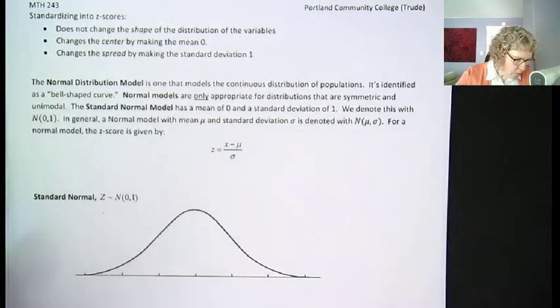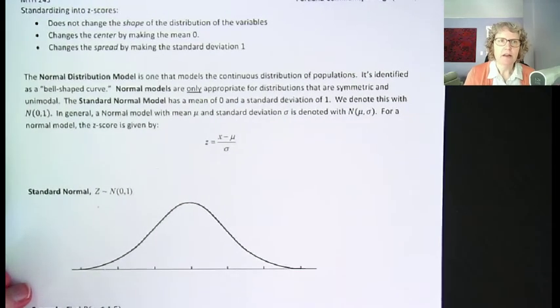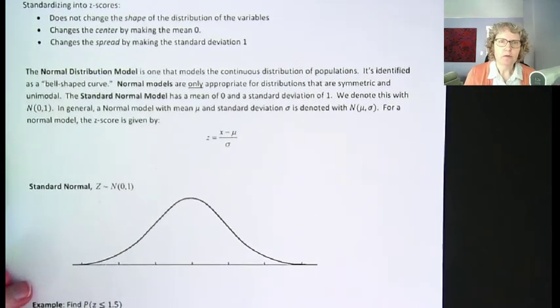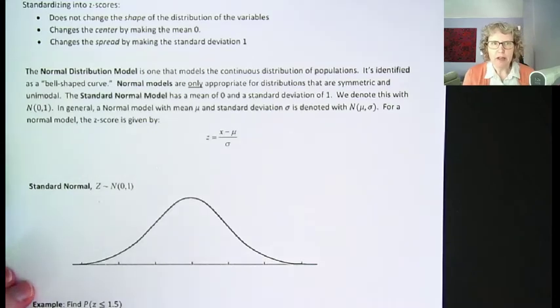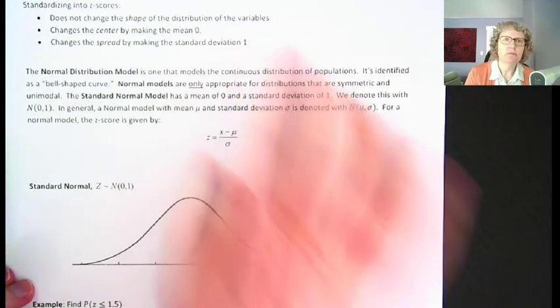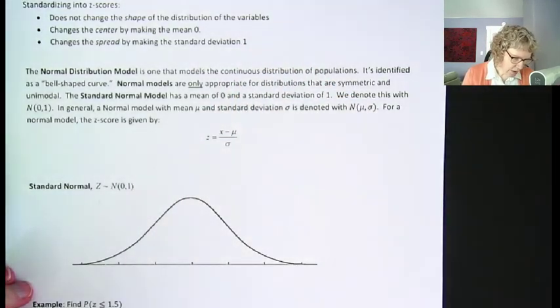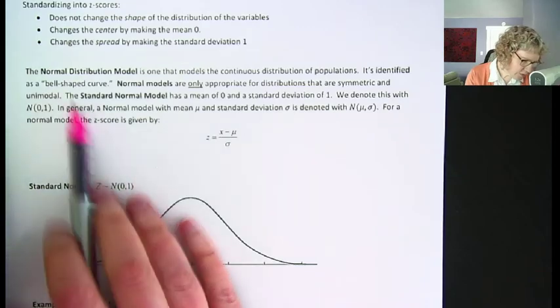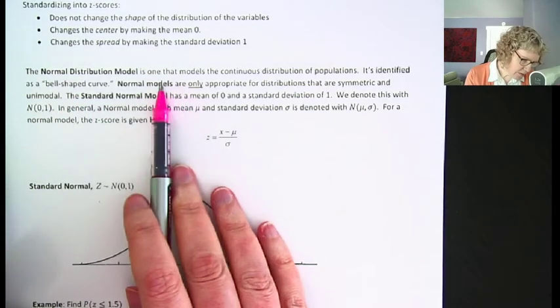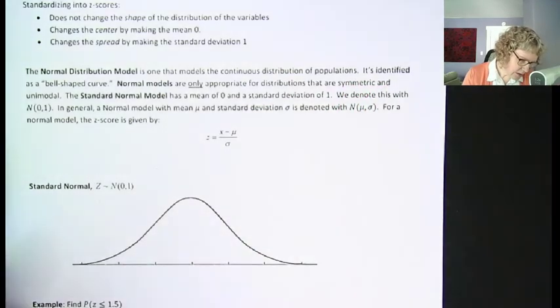Okay, so when we standardize into z-scores, think about we're transforming our normal curve from mu and sigma into 0 and 1. So it doesn't change the shape of the distribution. It just changes the center to be 0, and then it changes the spread to be 1. Okay, so the normal distribution model is the one that models the continuous distribution of populations.